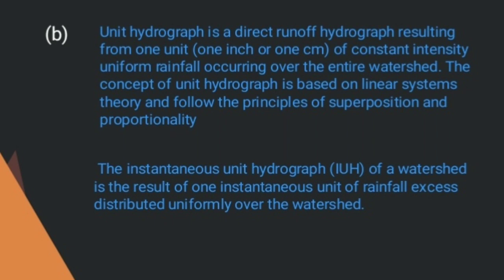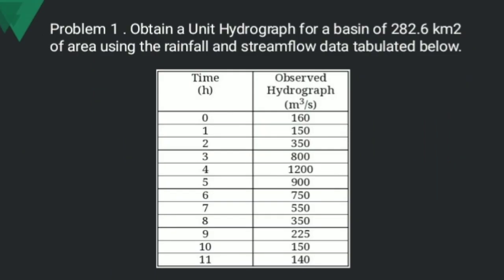B. A unit hydrograph is a direct runoff hydrograph resulting from 1 unit, 1 inch or 1 cm, of constant intensity uniform rainfall occurring over the entire watershed. The concept of unit hydrograph is based on linear systems theory and follows the principles of superposition and proportionality. The instantaneous unit hydrograph, or IUH, of a watershed is the result of one instantaneous unit of rainfall excess distributed uniformly over the watershed.